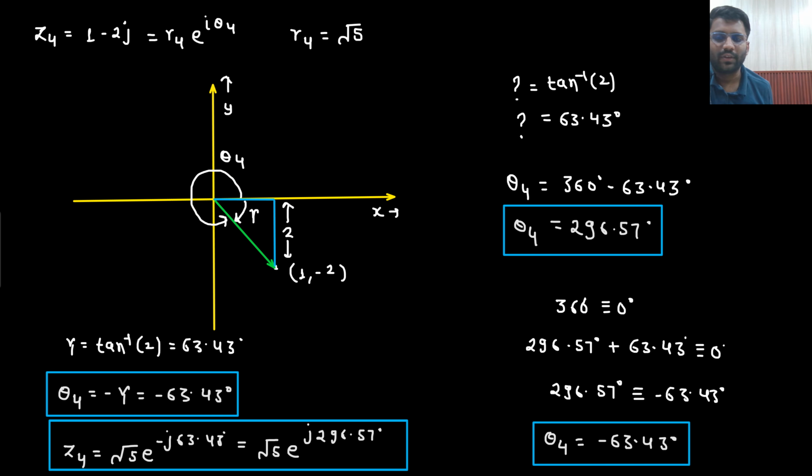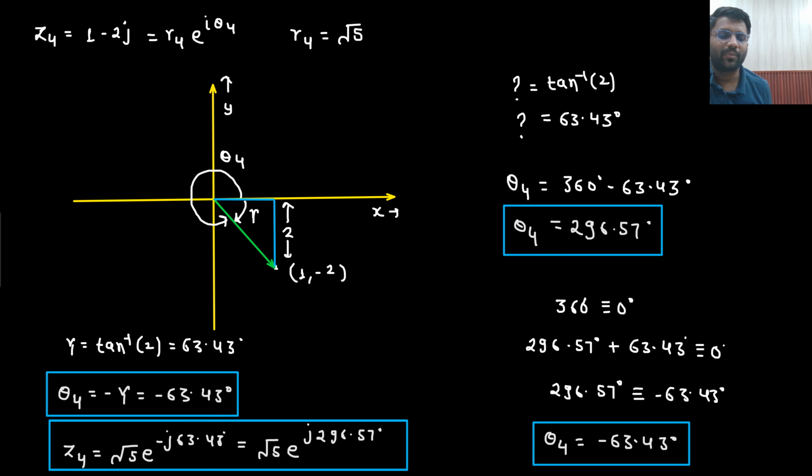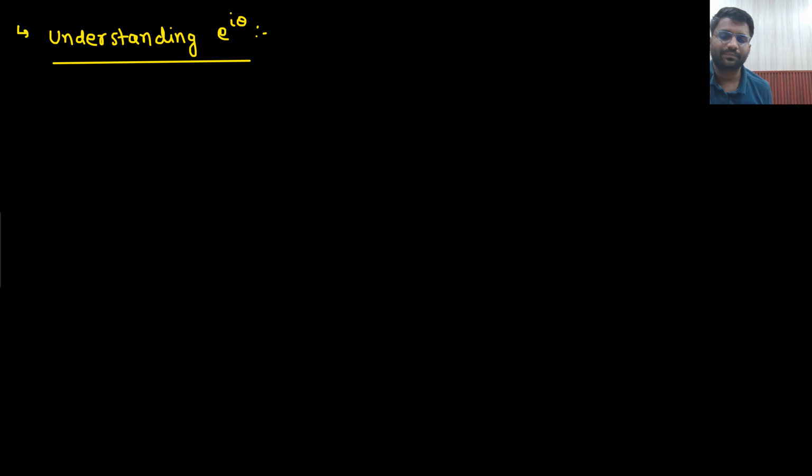Understandable? So this question we have seen. It was not a question actually, it was a concept. And the concept we have seen is how you would represent a particular number in polar form.